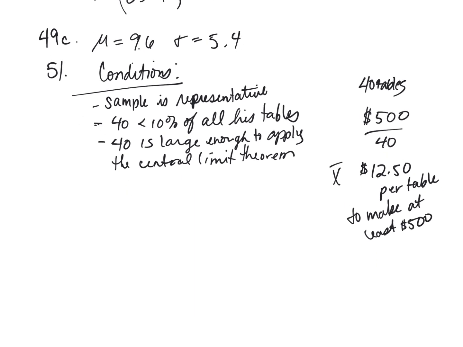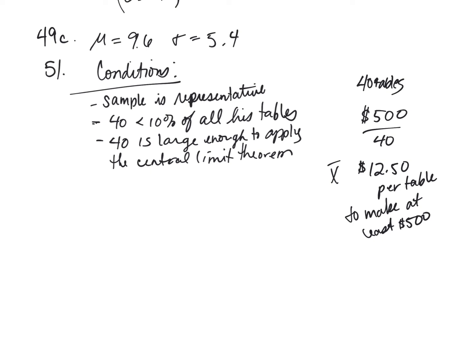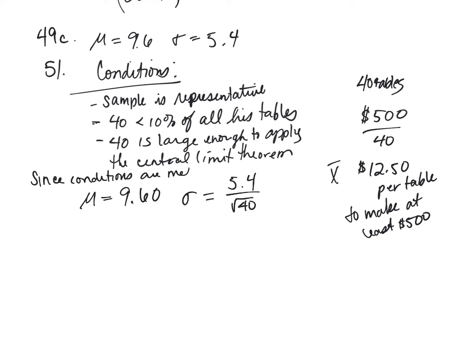Okay, so the mean is still $9.60. His standard deviation is 5.4 divided by the square root of 40. And we have to say, since conditions are met, a normal model is appropriate.